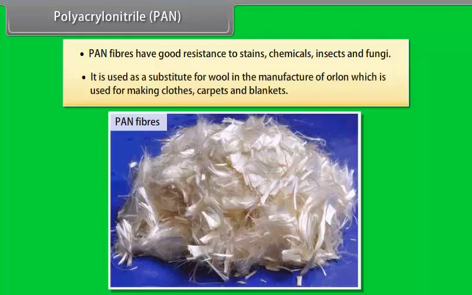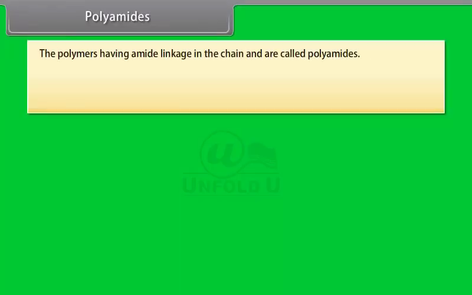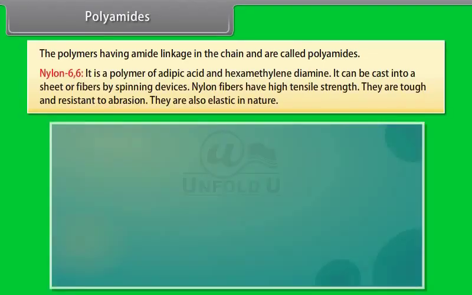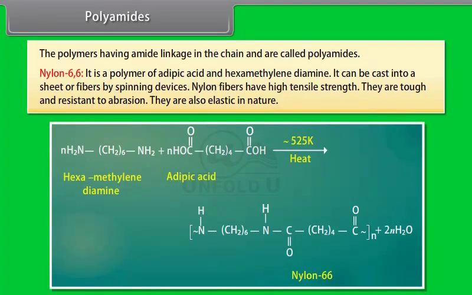Polyamides: the polymers having amide linkage in the chain are called polyamides. Nylon 66 is a polymer of adipic acid and hexamethylene diamine. It can be cast into a sheet or fibers by spinning devices. Nylon fibers have high tensile strength. They are tough and resistant to abrasion. They are also elastic in nature.